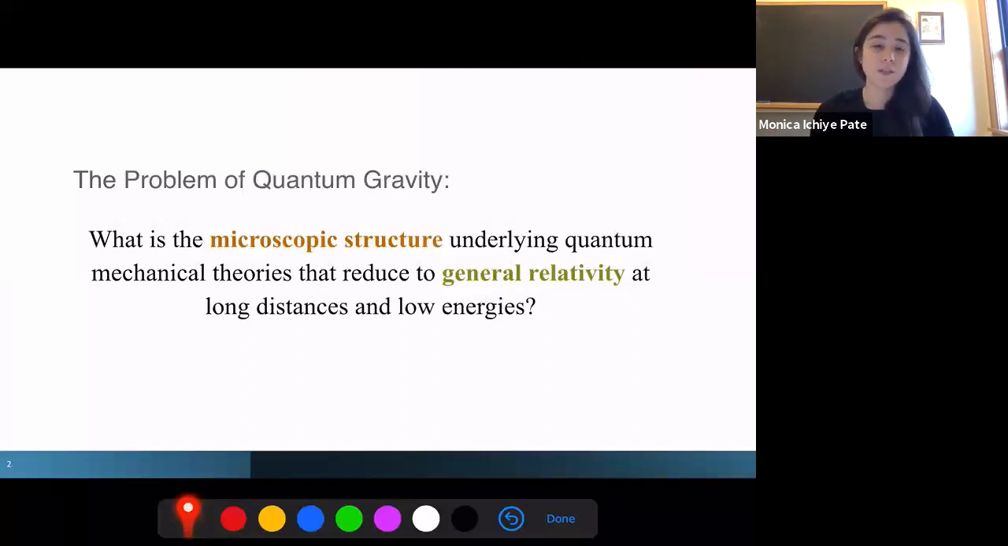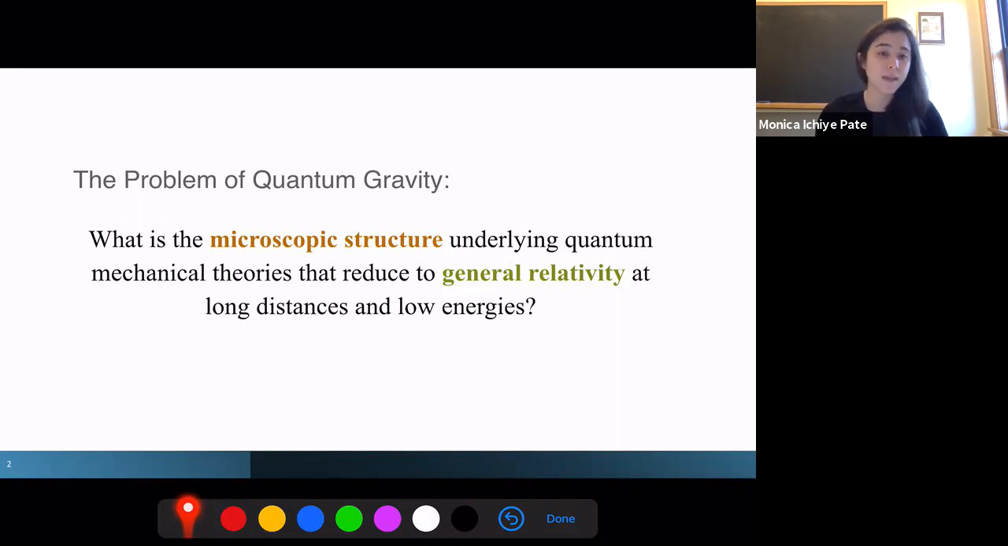So the basic motivation for this research originates with one of the outstanding fundamental questions in physics, the problem of quantum gravity. And one way to articulate this problem is through the question, what is the microscopic structure underlying quantum mechanical theories that reduce to or reproduce general relativity at long distances and low energies? Now, in order to make concrete progress in addressing this question, the first thing to do is to identify the types of observable phenomena we expect to be able to predict or explain with sufficient knowledge of the microscopics.